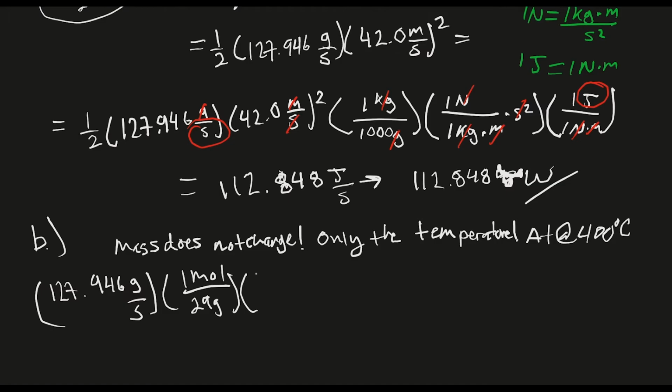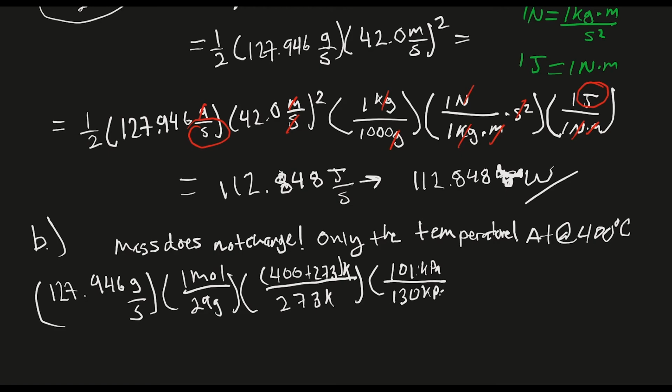So it's at STP, right? Remember? 400 plus 273, and that's Kelvin. And then 273 at the bottom, because it says STP. And then you do the same thing with this side, 101 kPa on top, and at the bottom you've got 130 kPa. And then you multiply it again. Remember, 22.4 liters at STP, and then 10 to the third liters at the bottom.